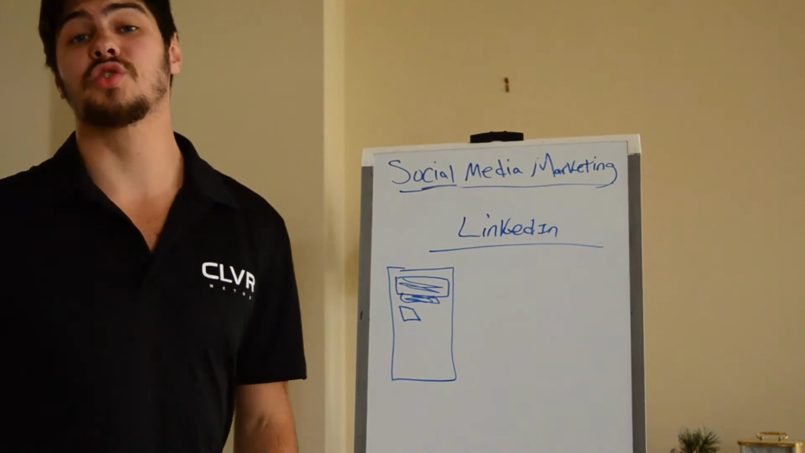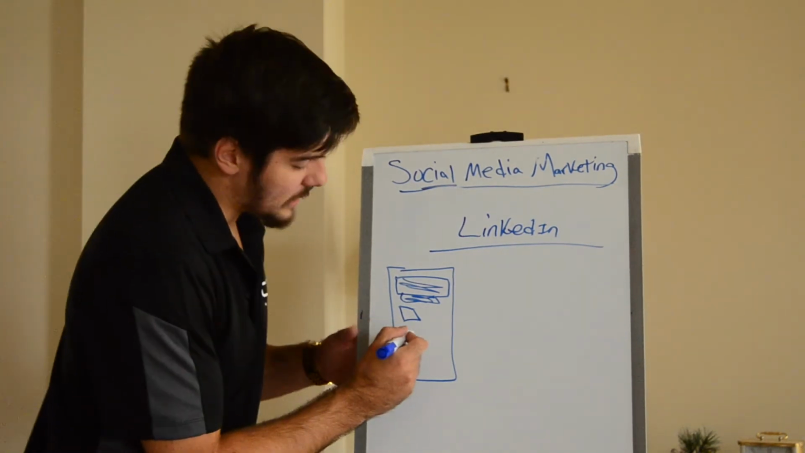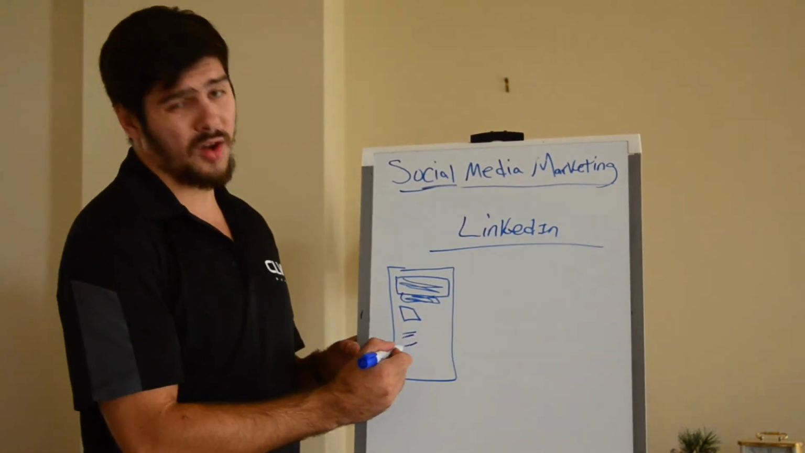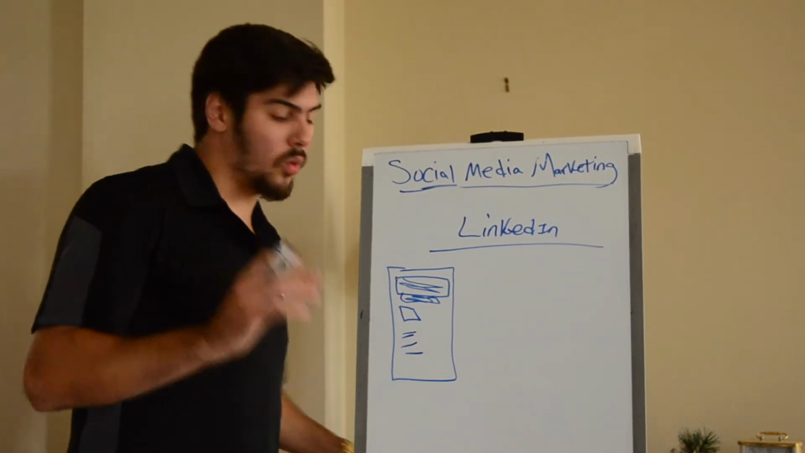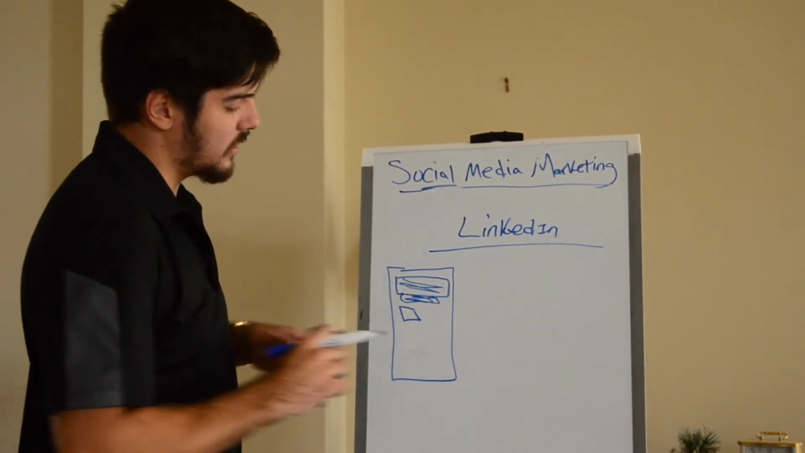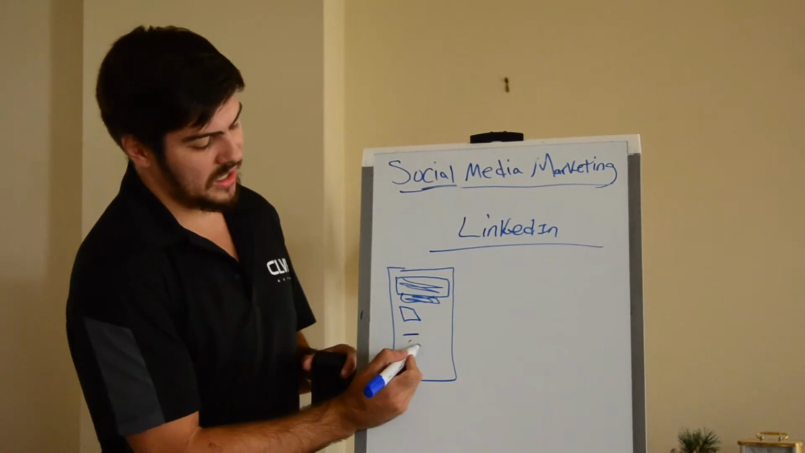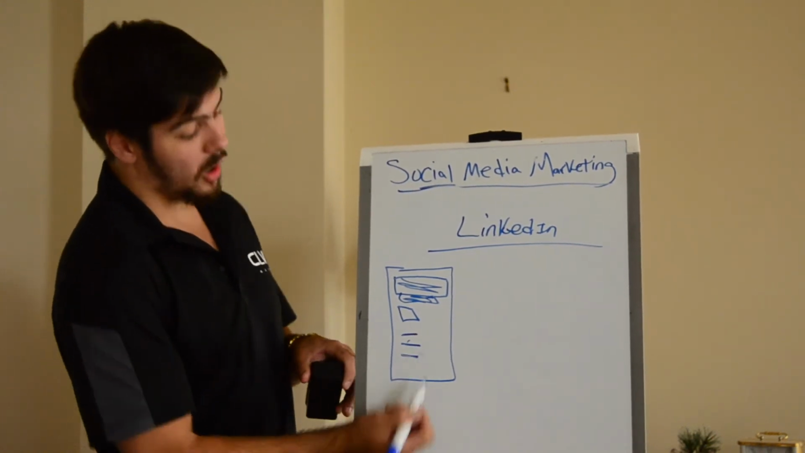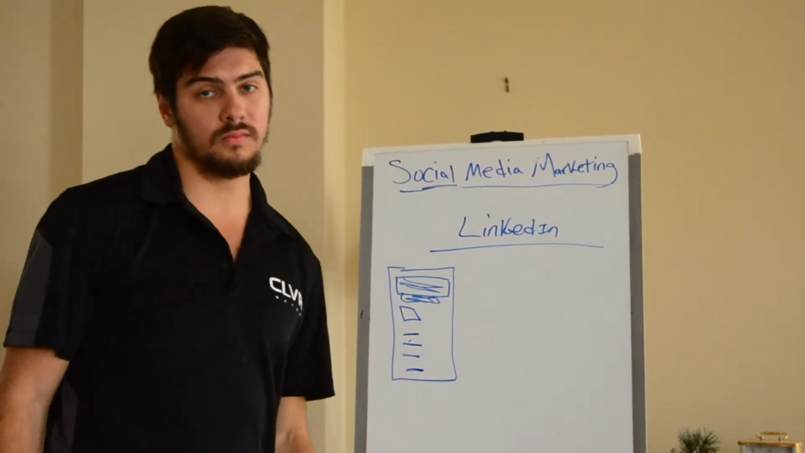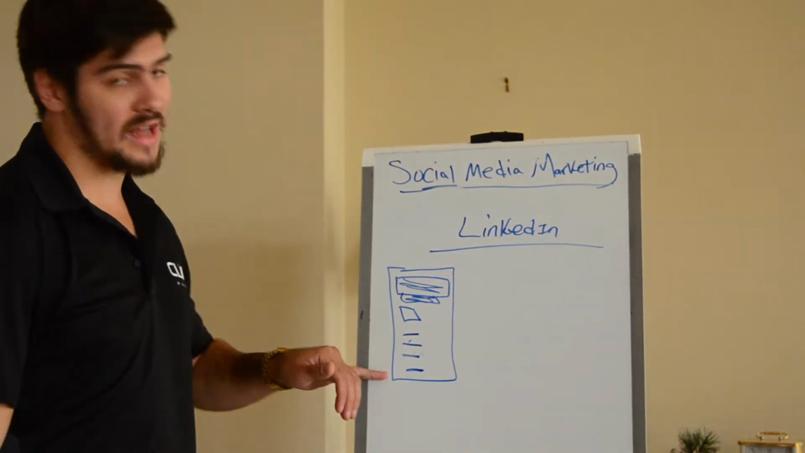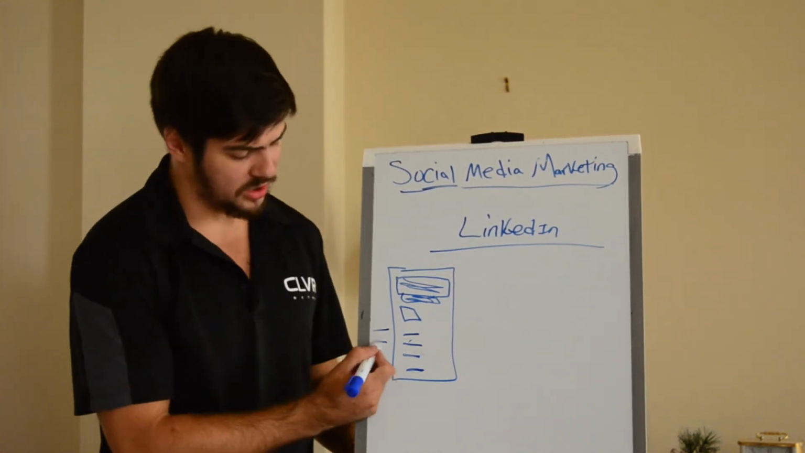Number 2 is your description. In the description, instead of saying, "Hey, I've worked here, I've worked here, I've worked here," you don't want to do that. You want to say, "Hey, this is what I do, here's how I do it, here's who I've helped, here's how I can help you." You see how much better that sounds than, "Hey, I worked at this job and this job and this job."